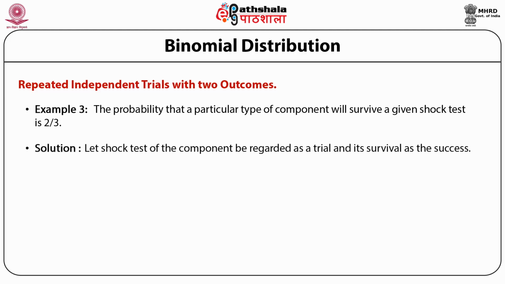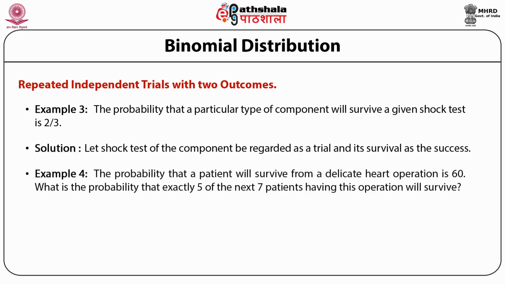Let the shock test of the component be regarded as a trial and its survival as a success. If p denotes the probability of success and q that of failure in a single trial, then the number of tests n is equal to 5, p is given, q is given. The required probability is that of 2 successes, so r is 2, the number of successes. So nCr p raised to power r, q raised to power n minus r. After solving, you will get the answer.